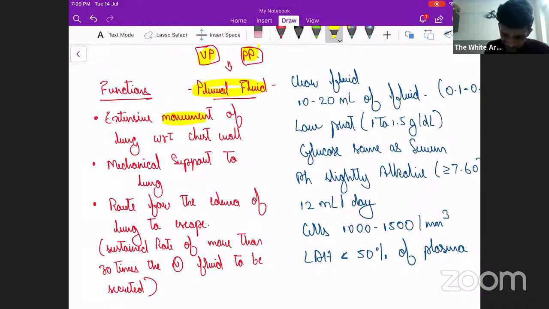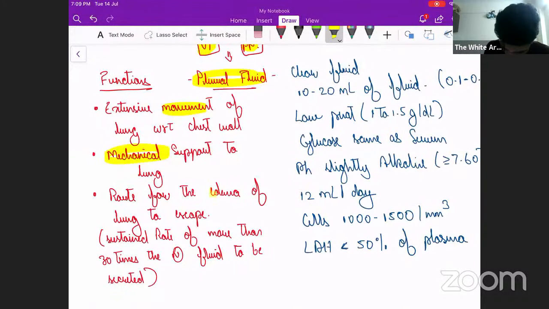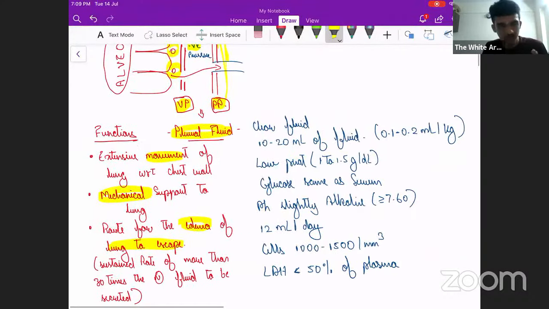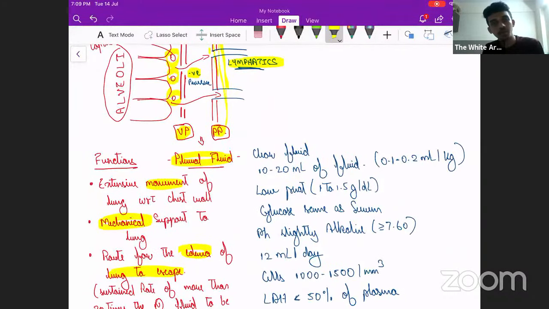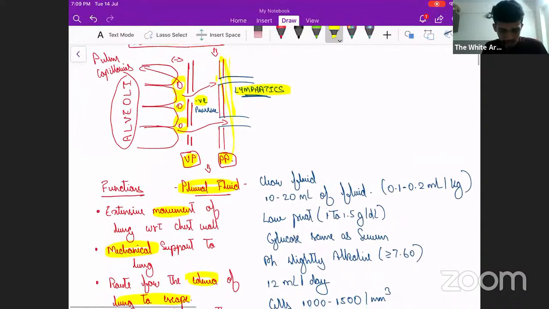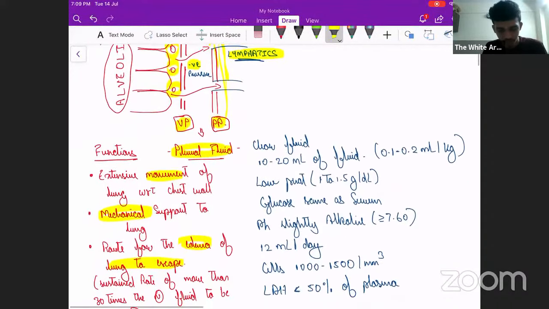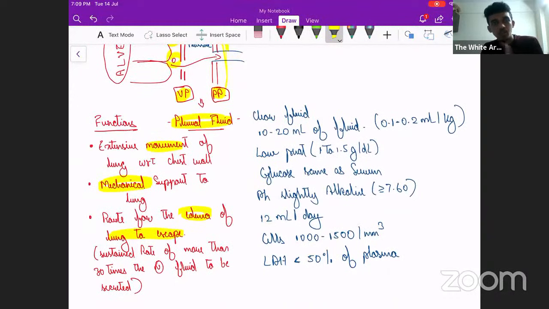Next is mechanical support. The visceral pleura which is there gives mechanical support to the lung. One more very important thing is it provides a route for the edema of the lung to escape. So whatever fluid is collected in the interstitium or whatever fluid comes out of the pulmonary capillaries, it can be drained out through the lymphatics because of the negative pressure that is created. So that is why the pleural space and pleural fluid is necessary.